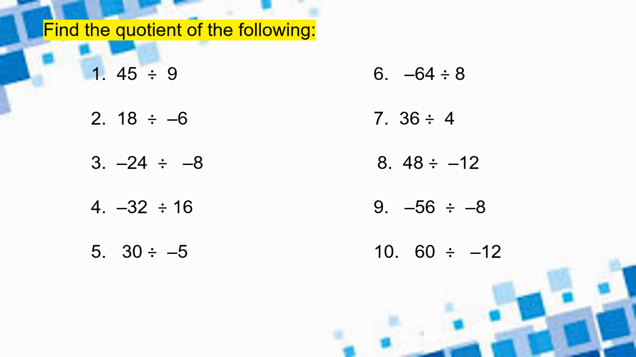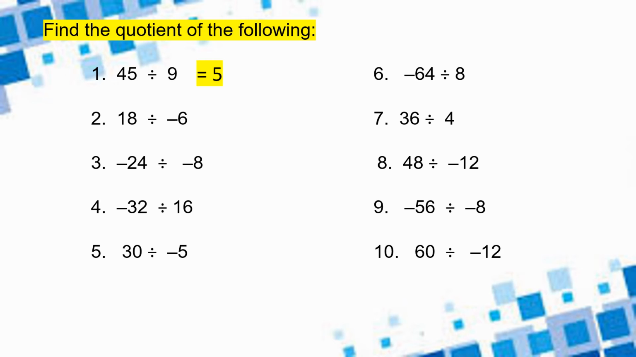Right, so ito na ang ating sasagutan. Find the quotient of the following. How many 9 do we have in 45? Answer, parehong positive 45, positive 45 divided by positive 9. Of course, the result or the sign of the quotient must be positive, and that is positive 5. Okay po?